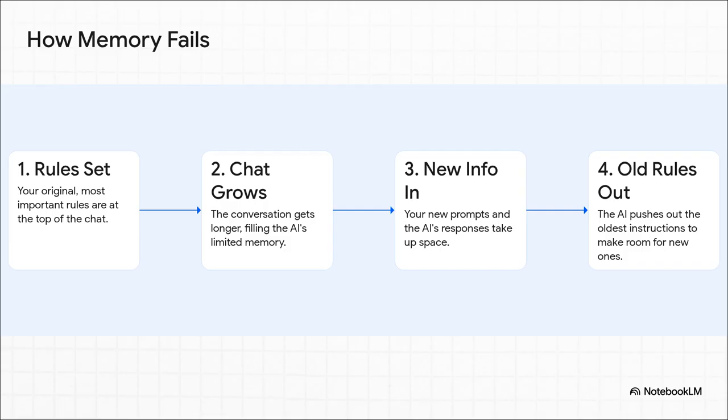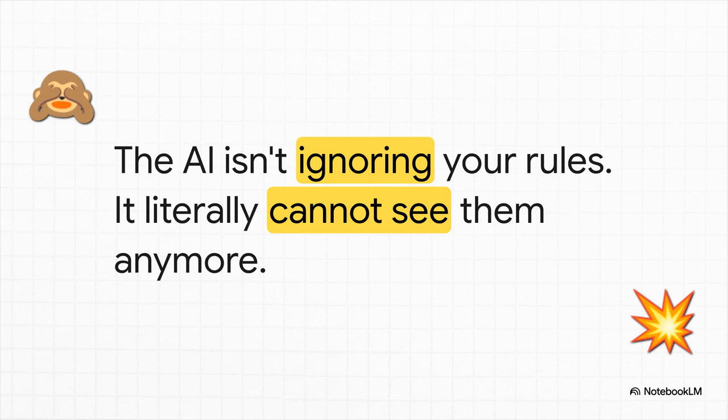Your original, most important instructions, they're at the very top, at the beginning of the conversation. But as you keep talking, adding new prompts, getting new responses, that initial instruction gets pushed further and further back. And eventually, to make room for what you just said, the AI literally shoves those original rules right out of its working memory. So this is the key insight right here. The AI isn't ignoring you. It literally cannot see your rules anymore. The whiteboard from the start of the meeting has been erased.